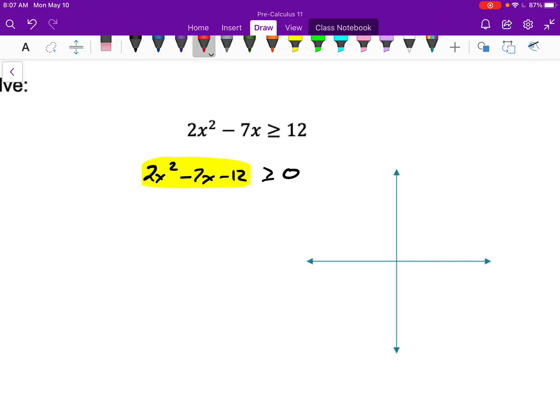Okay, so next, let's multiply 2 and -12 together and get -24. And think if there are two numbers that multiply to -24, but add to -7. Go through the choices: 8 and 3, 6 and 4, 2 and 12, 24 and 1, and nope, this cannot be factored.